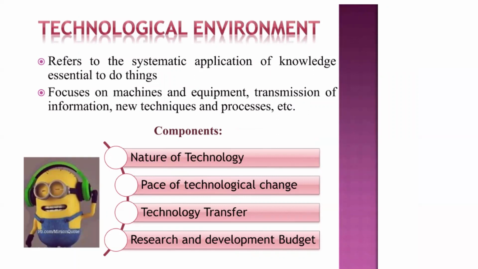And lastly, we have the technological environment. Technological environment refers to the systematic application of the knowledge essential to do things. It mainly focuses on machines and equipment, transmission of information, new techniques and processes, etc. We know that every day something new is coming in the market, so it's very important for us to keep in touch with technology and adopt it as soon as possible. We should understand the nature of technology, the different phases of technological change, and how we can transfer from old technology to new. Research and development also plays a major role, because everyone is doing research. For any company, it's very important to do research, bring something new to their operations, and increase their productivity. So research and development will also influence business majorly.